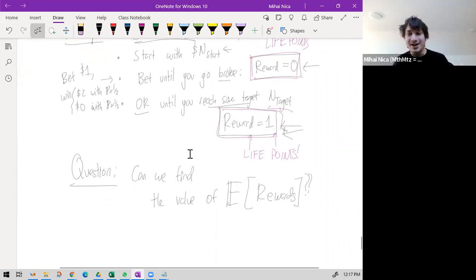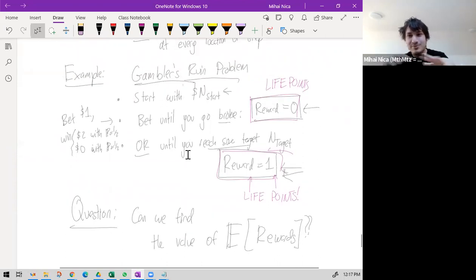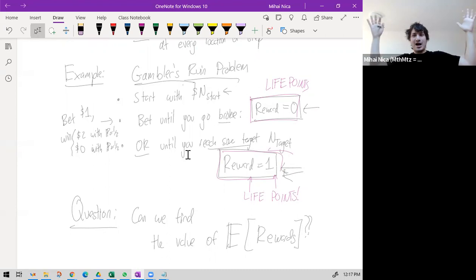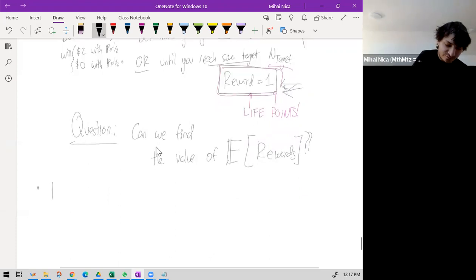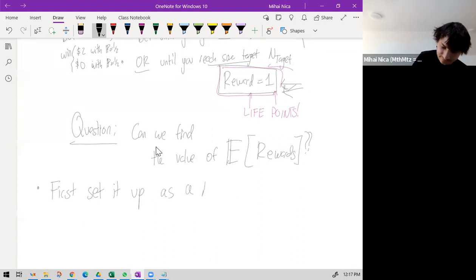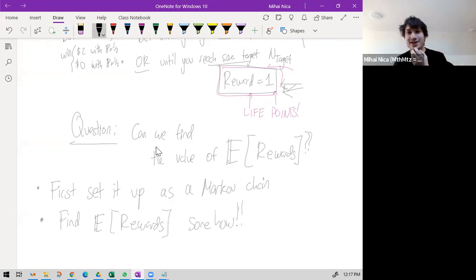And it's the same idea: we have the rules for the Markov chain. Those are explained to us. And we want to know some sort of macroscopic quantity, some long-term situation based on what happens at the end of the Markov chain. So the way we're going to solve this problem, we are going to first set it up as a Markov chain, and then we are going to find the expected value of the rewards somehow. So that's what we're going to do next time.